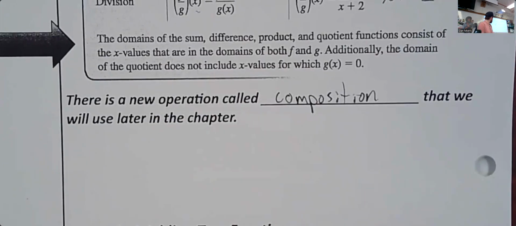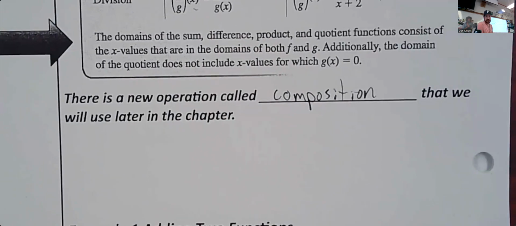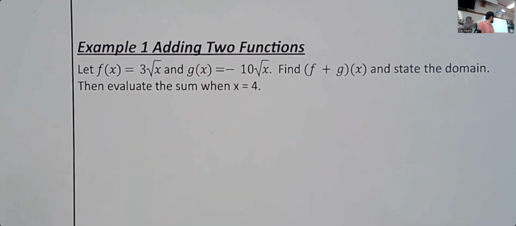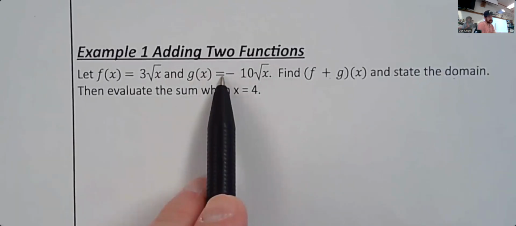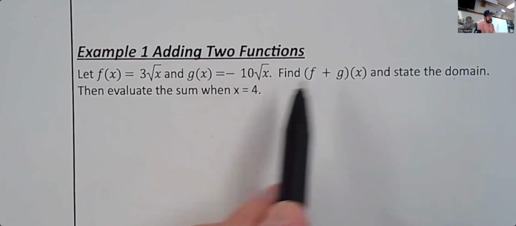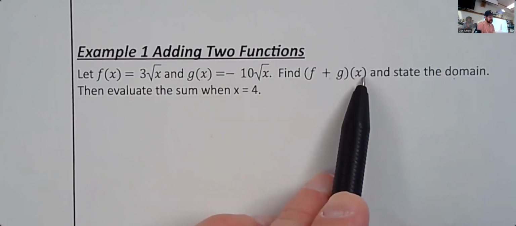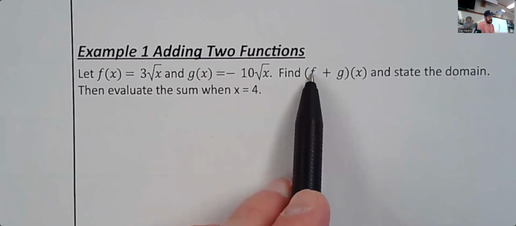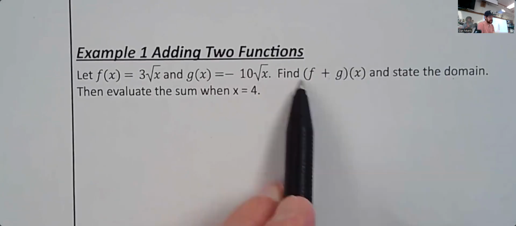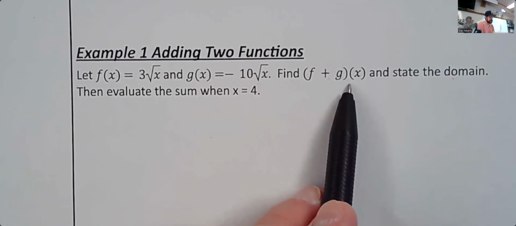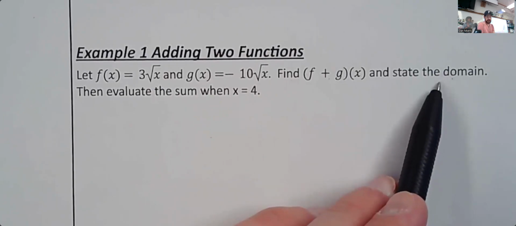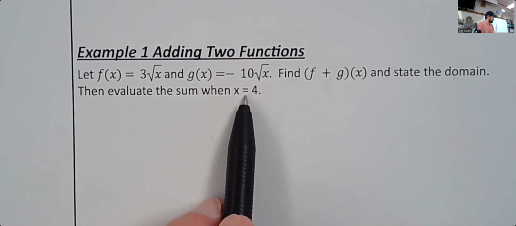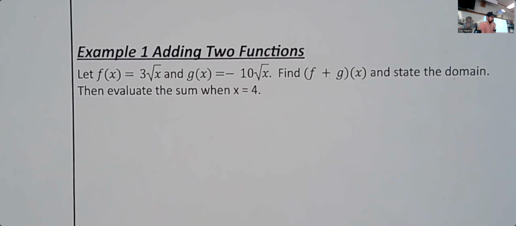So the first problem here, example 1, is adding two functions. It's telling us that f of x is equal to 3 times the square root of x, and that g of x is equal to negative 10 times the square root of x. Find f plus g of x and state the domain, then evaluate the sum when x equals 4. So a couple things we need to do. Or 3 things, actually. We need to add together the two functions to create our new function. We need to state the domain of our new function, and we need to evaluate the function when x is equal to 4.